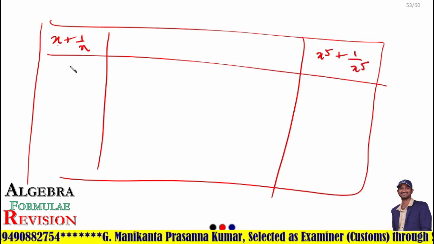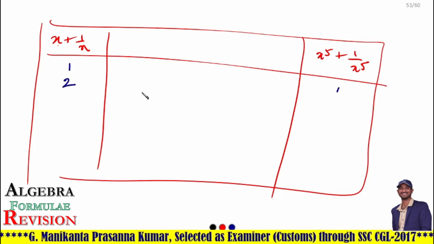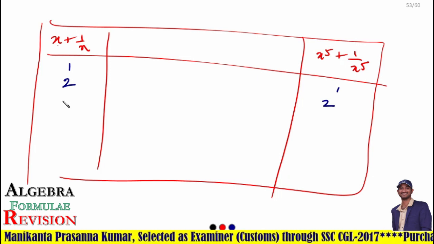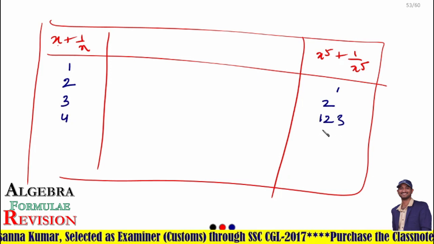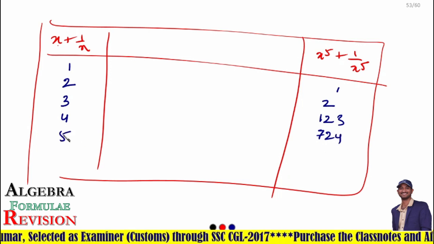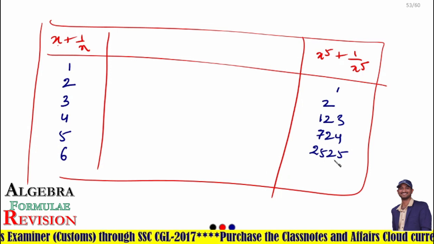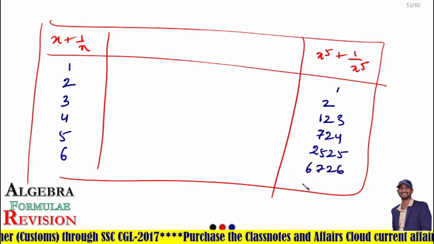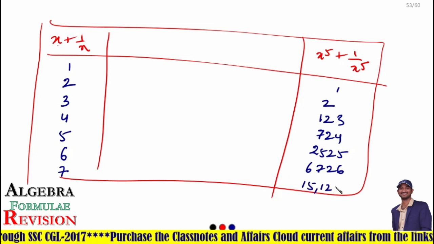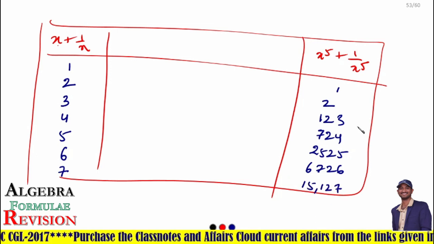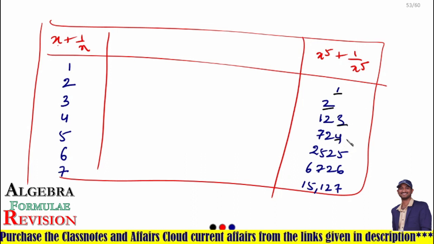If x plus 1 by x is 1, then x power 5 plus 1 by x power 5 is also 1. If it is 2, then it is 2. If it is 3, it is 123. If it is 4, it is 724. If it is 5, it is 2525. And if it is 6, it is 6726. And if it is 7, then it is 15,127.